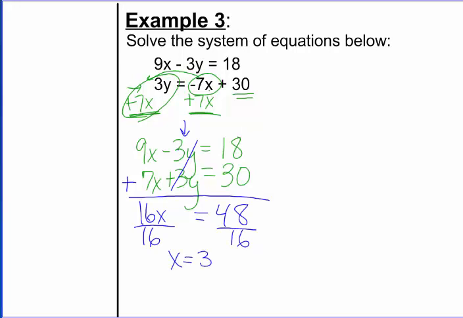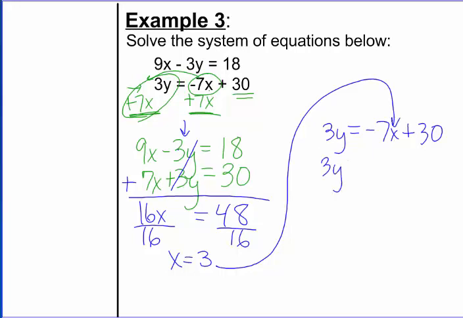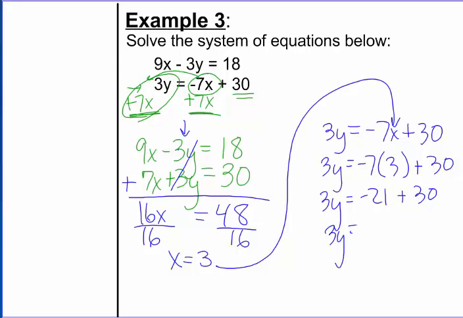Now we need to go back to one of the original equations to find the y value. I'm going to use this one. Again, notice I'm using the original equation, not what I changed it into. You must use the original equation. So we're going to take that x value and plug it into the x spot. 3y equals negative 7 times 3 plus 30. So 3y equals negative 21 plus 30. 3y equals 9. Divide by 3 on both sides. Y is 3. So your final solution is 3, 3.